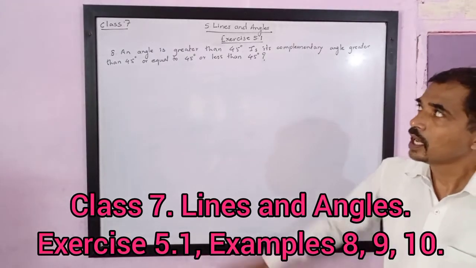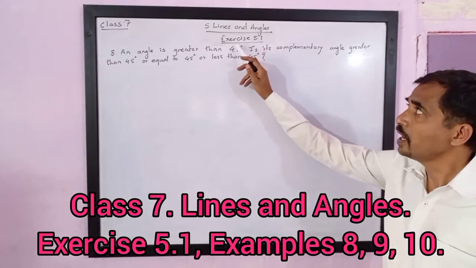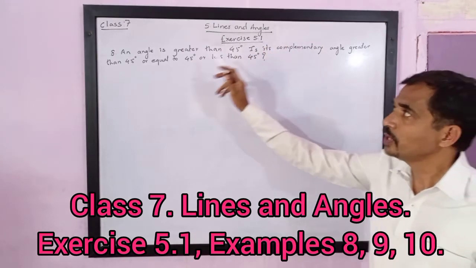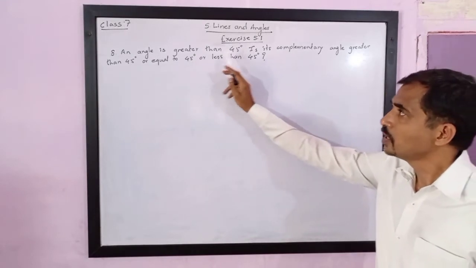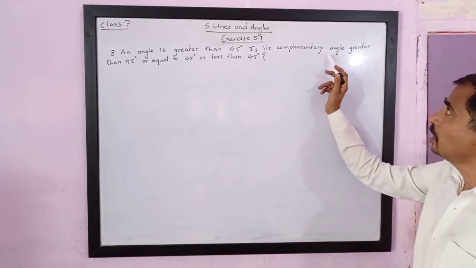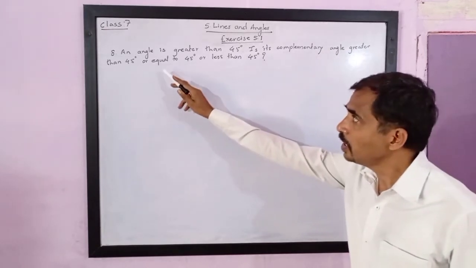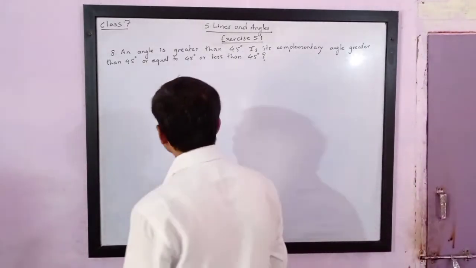Dear friends, in class 7 we are studying the fifth lesson, lines and angles, and in exercise 5.1 we have 8 questions. An angle is greater than 45 degrees. One of the angles is greater than 45 degrees. Is its complementary angle greater than 45 degrees, or equal to 45 degrees, or less than 45 degrees? This is the question asked.